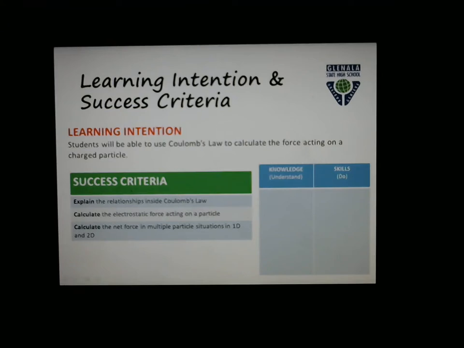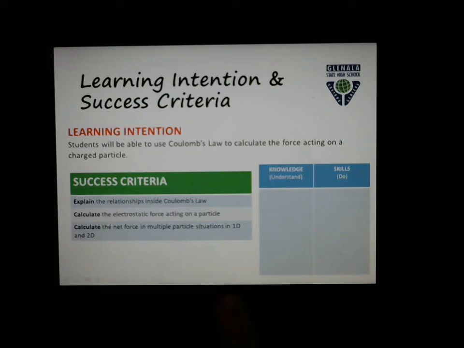So some things you should be able to do: explain the relationships inside Coulomb's law. If you understand the relationships, then using the law will be easier. I want you to be able to calculate the electrostatic force acting on a particle, and then look at doing the net force for multiple particle situations, both in 1 dimension and 2 dimensions. So for the year 11s, that will be a little bit new this year.